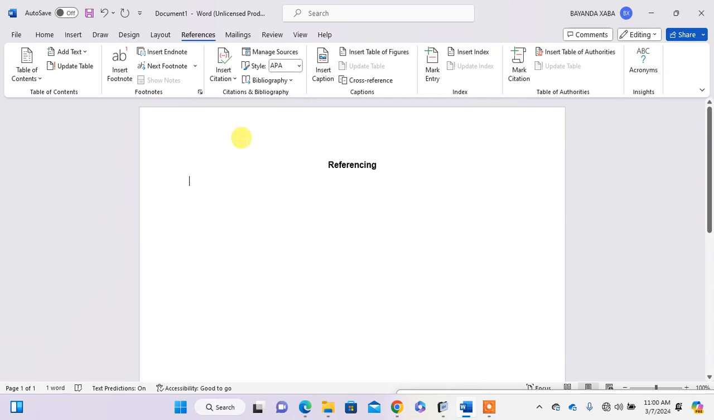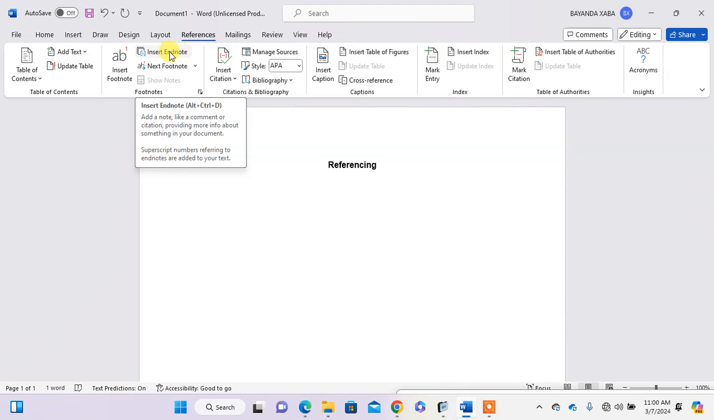This means that you must always insert footnotes. Do not insert endnotes. Okay? Don't insert endnotes, insert footnotes.